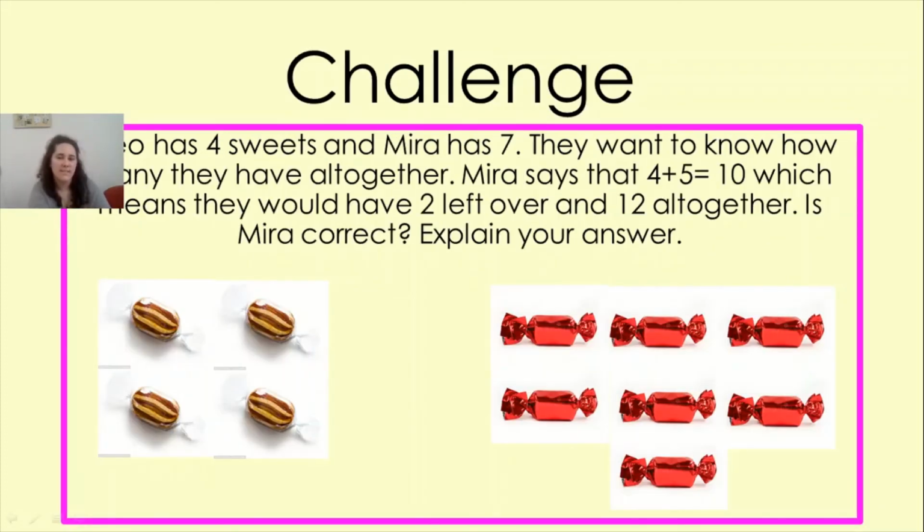Your challenge for today is to answer this question. Theo has 4 sweets and Mira has 7. They want to know how many they have altogether. Mira says that 4 plus 5 equals 10, which means they would have 2 left over and 12 altogether. Is Mira correct? Explain your answer. If you think she's right, then you can tell me why she's right. And if you think she's wrong, you can tell me at what part she made a mistake.